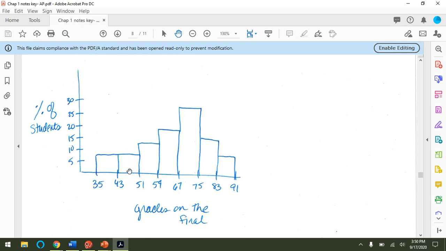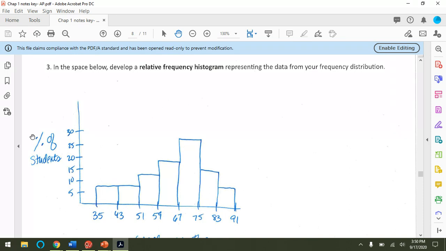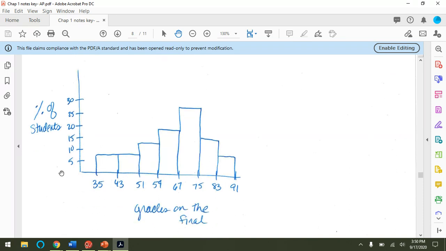30. This is 2 out of 30. Well, this was 2 out of 30. This was 2 out of 30. We're just representing it differently over here on your vertical axis. Instead of number of students, this time we're talking about the percent of students.